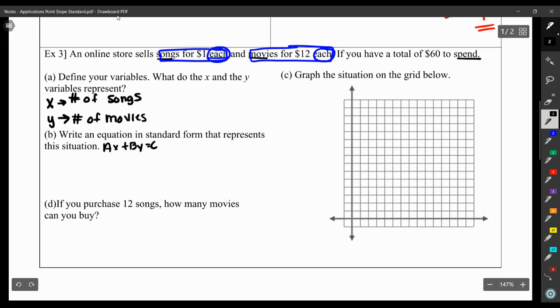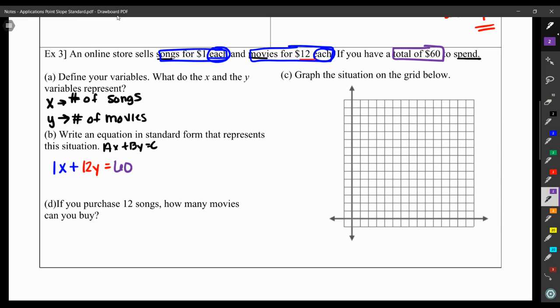That means the A is the rate of my X, and I called X songs. So the rate for my songs is $1. My first part will be 1X, plus then B is the rate of my movies, my Y variable, and the rate of my movies is 12, equal to, now C is the total. Well, I only have $60 to spend. So my total then is 60. So the rate for the X plus the rate for the Y is equal to the total.